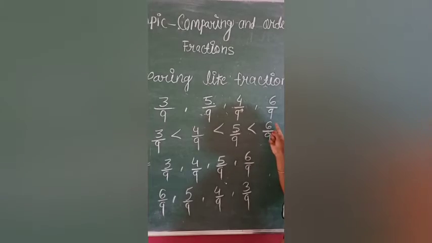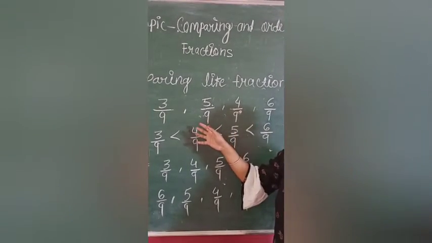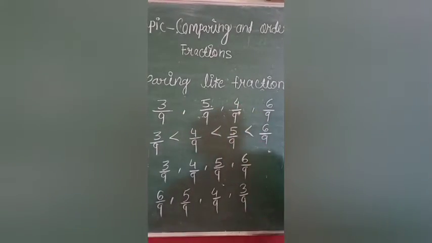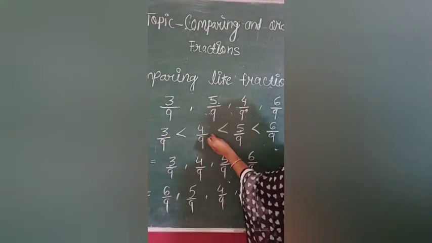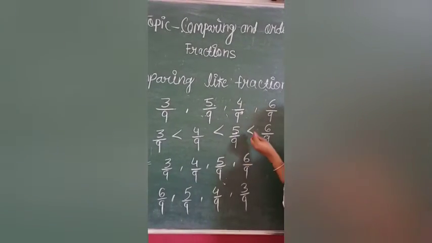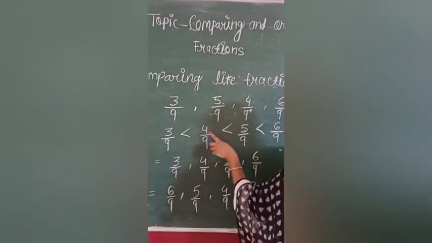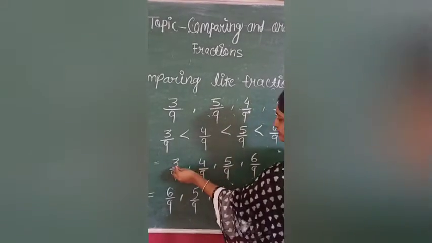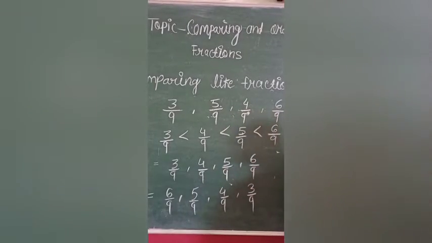Have same denominator. So it is very easy to compare given fractions. We have to compare only the numerators here. So we know that 3 by 9 is less than 4 by 9, 4 by 9 is less than 5 by 9, and 5 by 9 is less than 6 by 9. 3 is small, 4 is small, then 5, then 6. We write 3 by 9, 4 by 9, 5 by 9 and 6 by 9.